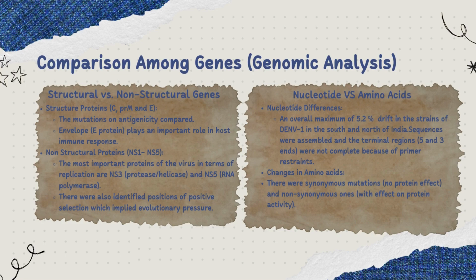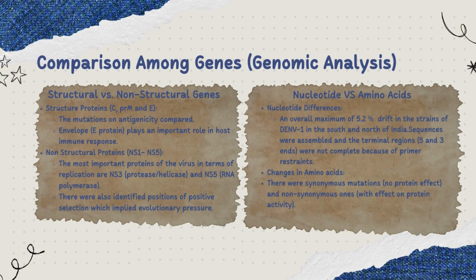But not all genetic changes alter proteins. In amino acid level changes, synonymous mutations are silent changes in DNA that don't affect the protein sequence. Non-synonymous mutations alter the protein's amino acid, potentially changing its function. For example, a mutation in NS5 might make RNA replication faster, helping the virus spread more efficiently.